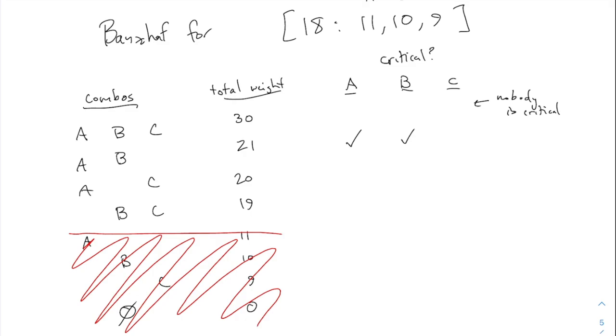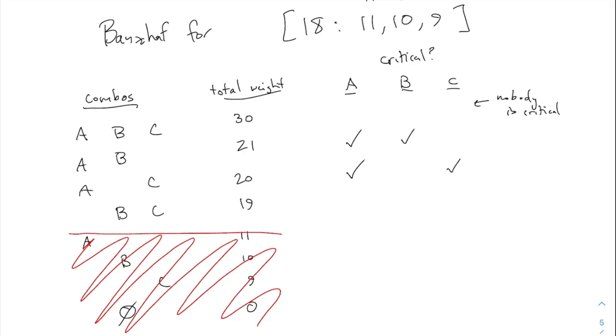And so on. This is how you've got to think it through every time. How about A and C add up to 20? Do you really need the A in there? I think you do really need the A in there, because if you took the A away, it would be only 9, which is not enough. So the A is critical, and also the C is critical here.